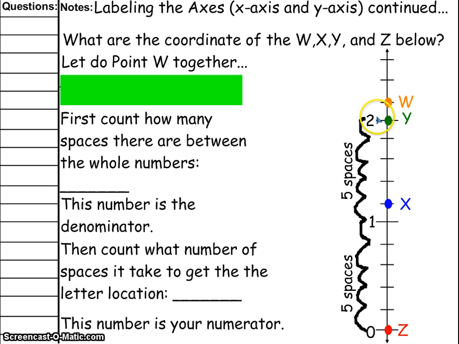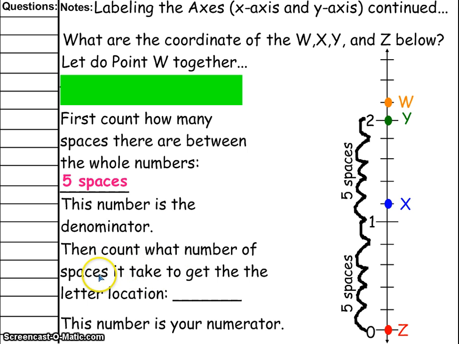Now here, it does not mean between 2 and 3 that there's only 1, 2, 3 spaces. You have to understand the number line will continue going up, so that means when you get to the whole number 3, there will still be 5 spaces between the whole numbers. And again, this number is our denominator.